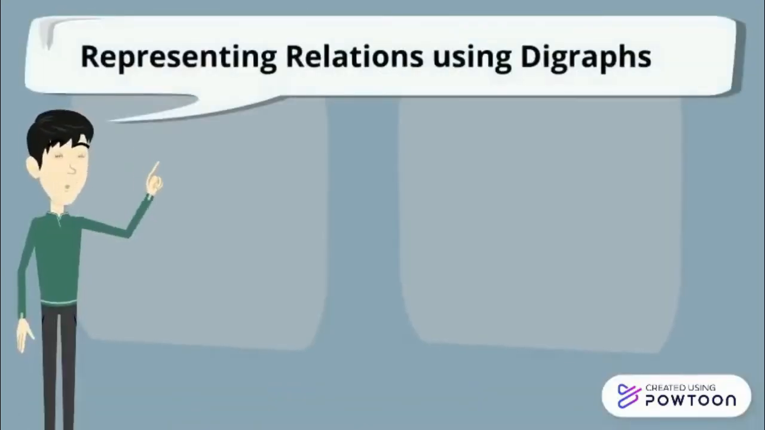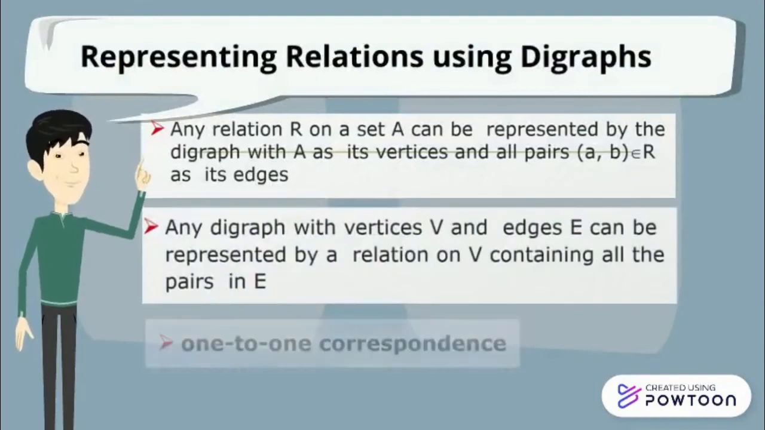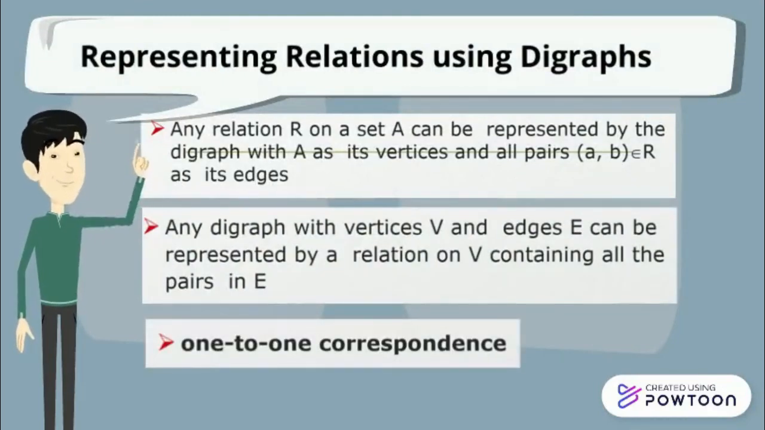Representing relations using diagram. Any relation R on a set A can be represented with a digraph with A as its vertices and (a, b) an element of R as its edges. Any digraph with vertices V and edges E can be represented by a relation on V containing all the pairs in E.